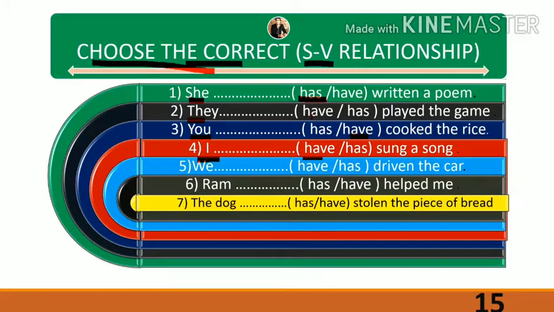When we talk about we, with we we also make use of have, so we have driven the car. When we talk about Ram, Ram is a singular name. With Ram we can write: Ram has helped me. So that's why there's a use of has. And when we talk about the dog, it is a singular noun. So again we make use of has, and the sentence should be like this: the dog has stolen the piece of bread.